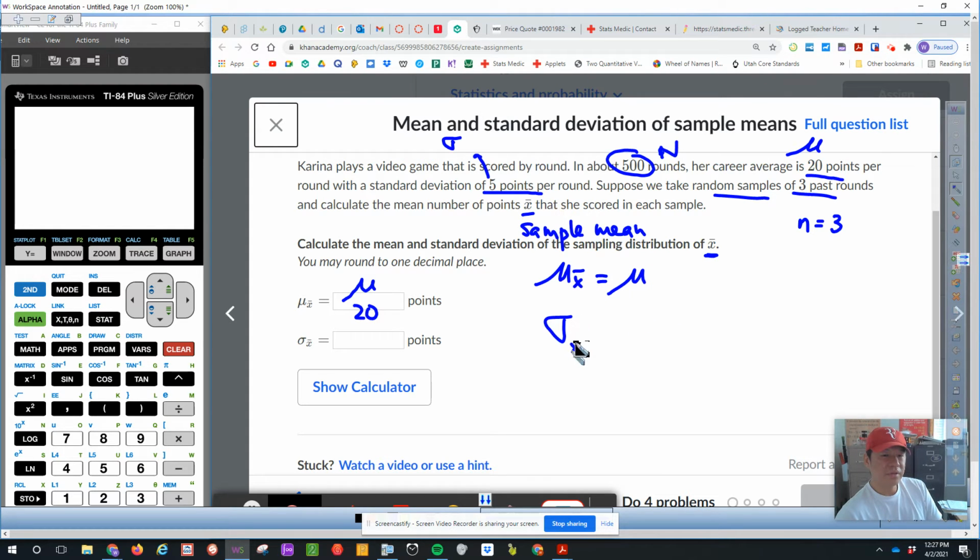The standard deviation of the sampling distribution, there's a symbol, and the formula is the population standard deviation divided by root n. You have to remember this. So in this case, what is your standard deviation from the population? It's 5. And what was the sample size? 3. So this is how it looks, 5 divided by root 3. So the mean is 20. The standard deviation is 5 divided by root 3.